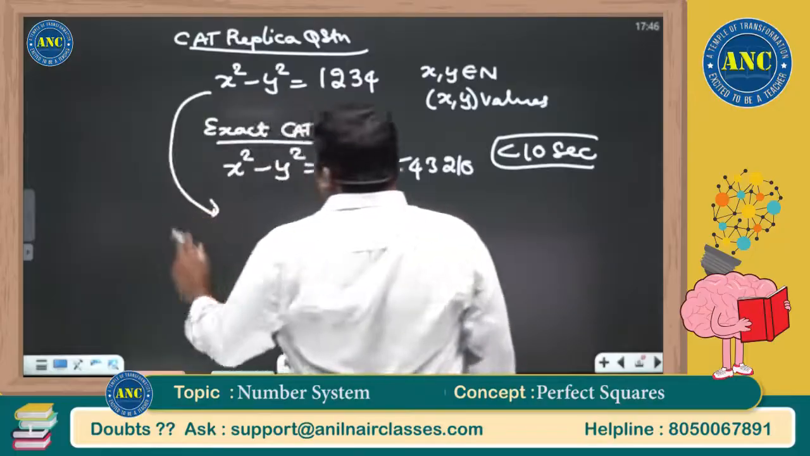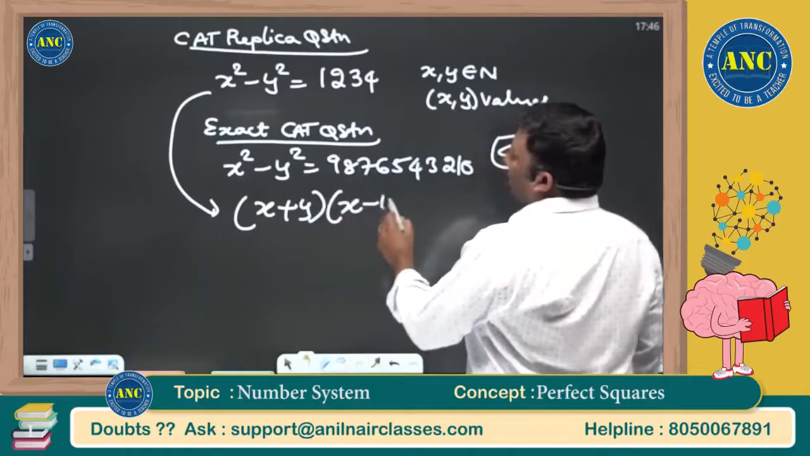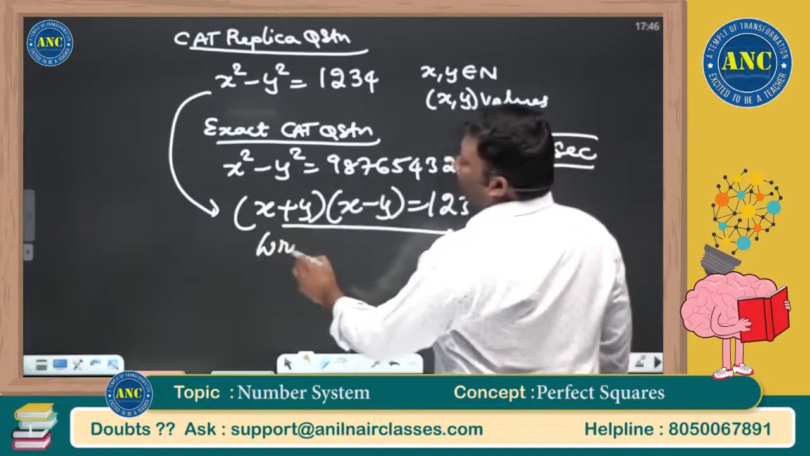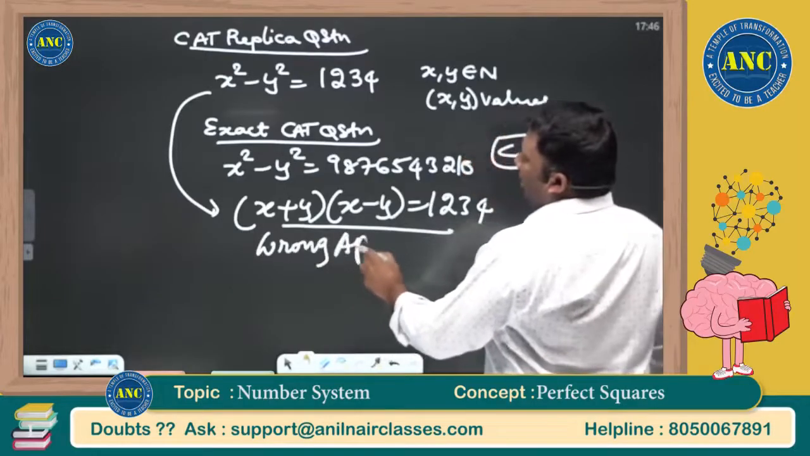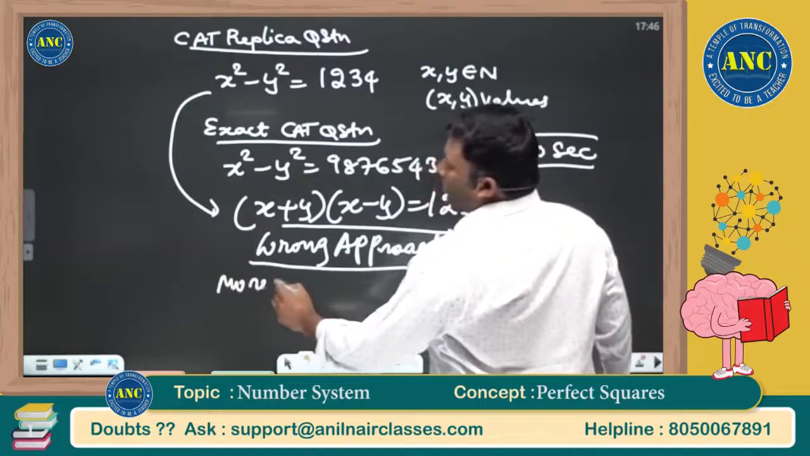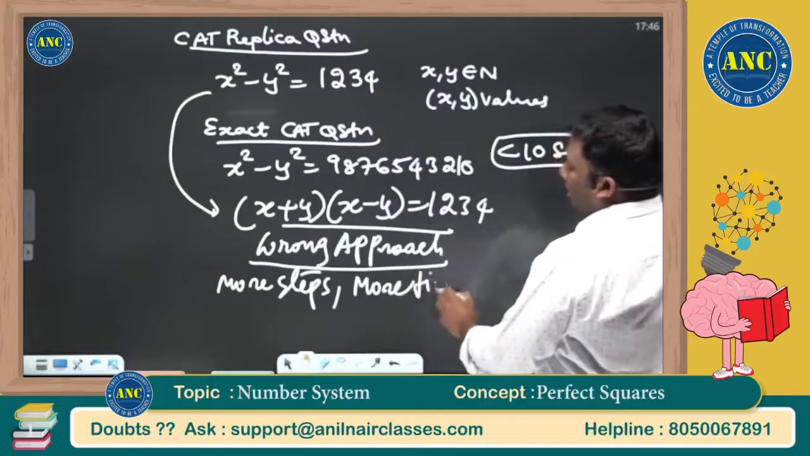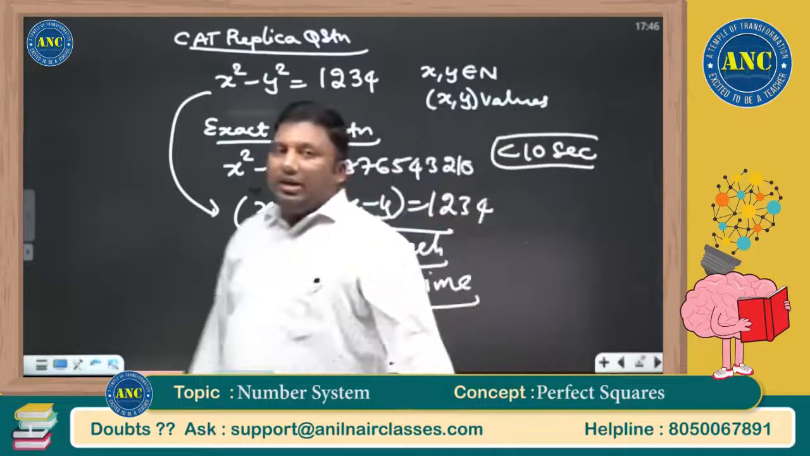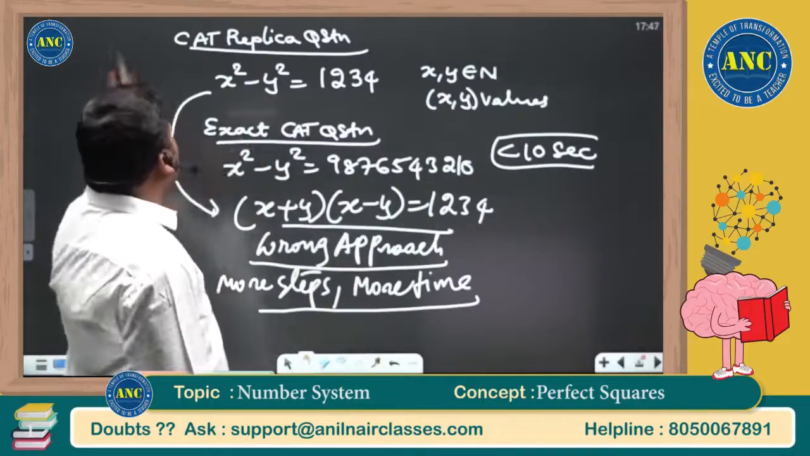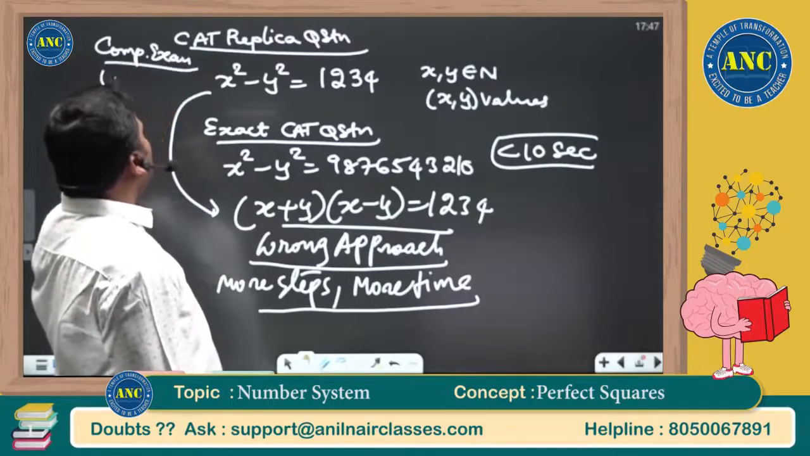If any student thinks they are good in mathematics and is trying to factorize this number, then I wish you good luck. Right? This method is a wrong approach to solve the question. Why do I say it is a wrong approach? Anything which takes more steps and more time, I would definitely not recommend that approach to students. Why? Because you are writing a competitive examination. Even one right answer matters a lot.